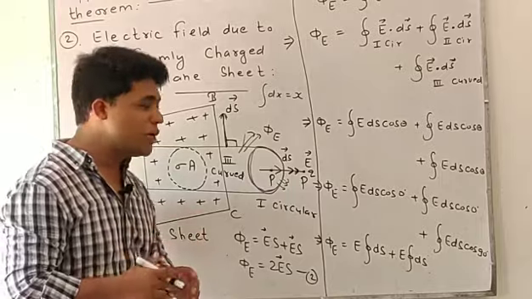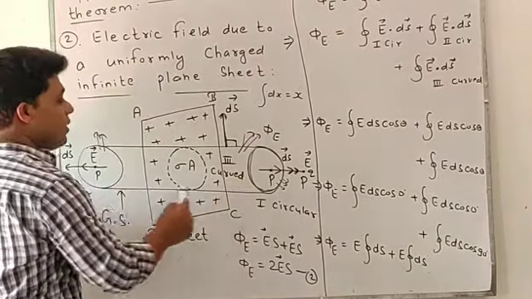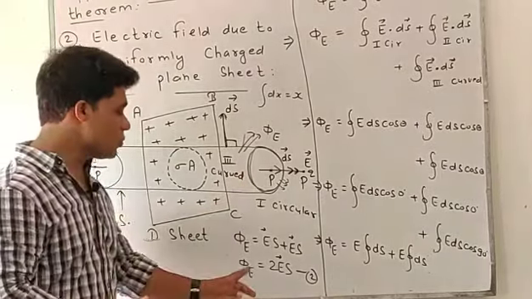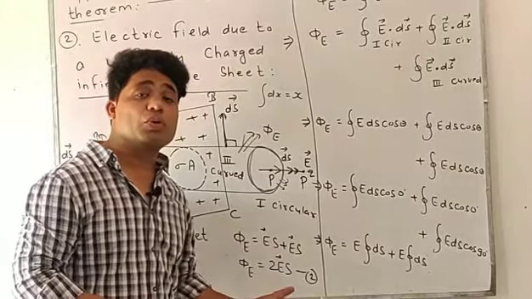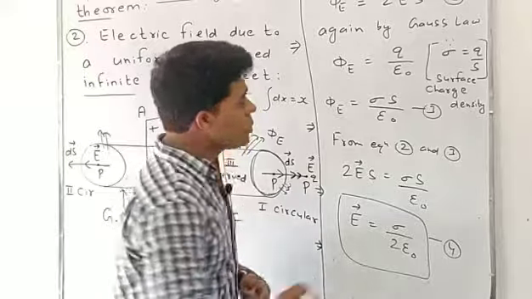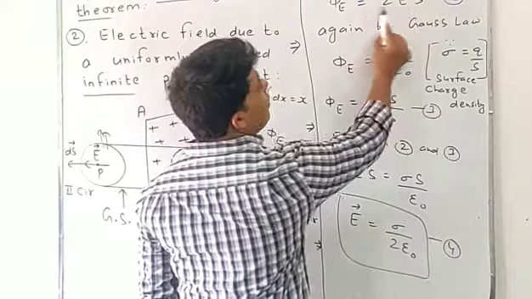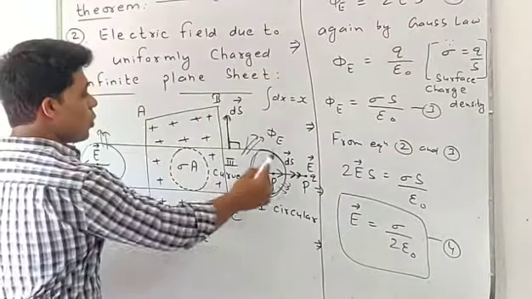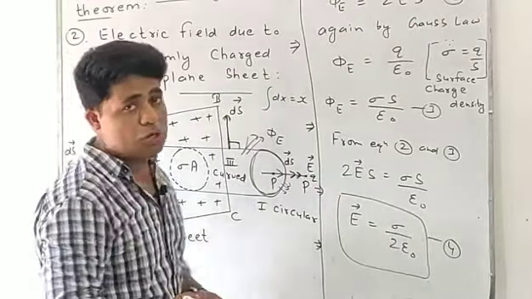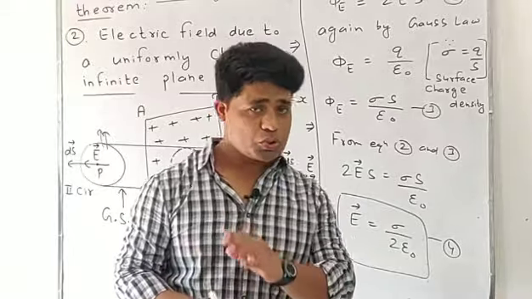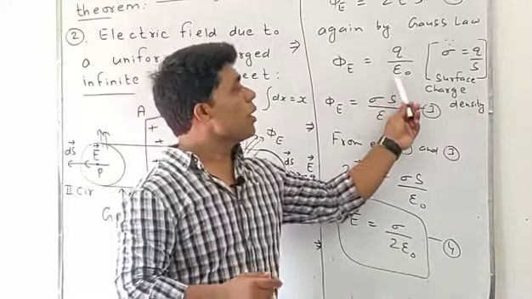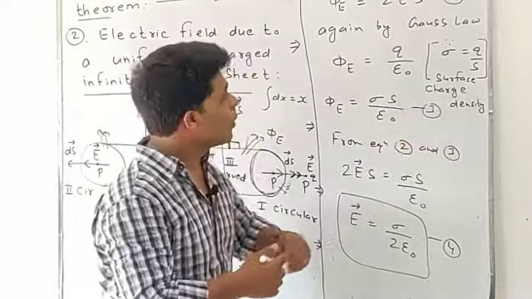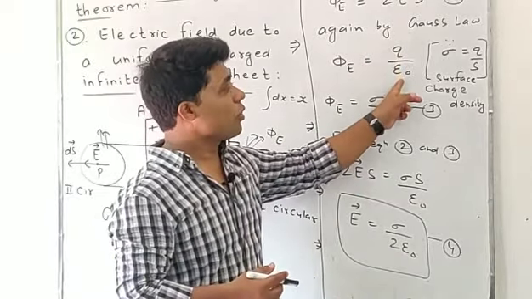So how much flux will be released from this cylindrical Gaussian surface? That is phi equals 2ES. So phi equals 2ES, that much flux is released from this Gaussian surface. Now students, again we are going to apply Gauss theorem. Phi equals Q by epsilon naught, the first main form. Phi equals Q by epsilon naught.